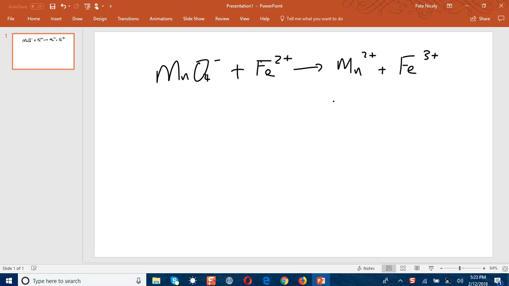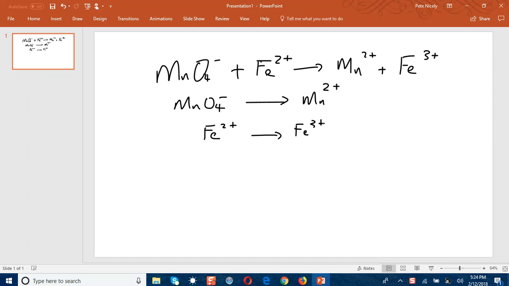So here is another example of an unbalanced redox equation. I'm just going to go through the steps again so that you can know how to balance any redox equation. In this case, as we said before, the first step would be to separate this into two half equations. So the first half equation would be MnO4 minus to form Mn2 plus, and then Fe2 plus to form Fe3 plus.